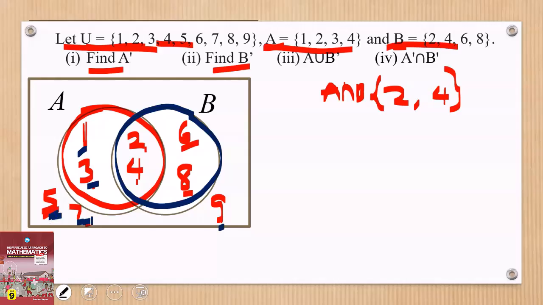I'm sure this really has helped you to understand the concept of complement and how to represent it using a Venn diagram. Thanks so much for watching.